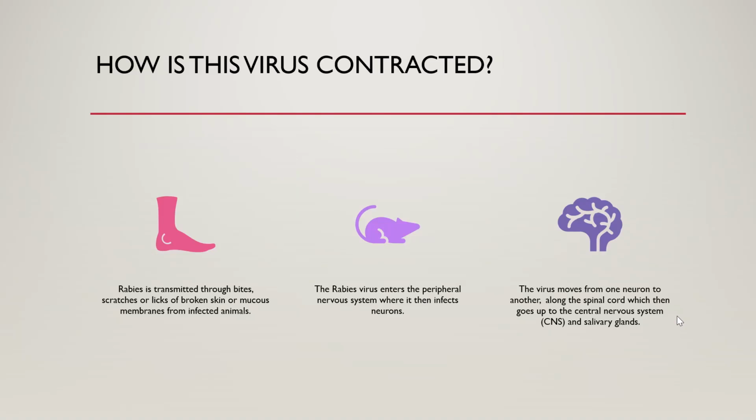So, how is this virus contracted? Rabies is transmitted through bites, scratches, or licks of broken skin or mucous membranes from the infected animal. Once bitten, the rabies virus enters the peripheral nervous system, where it then infects neurons. The virus moves from neuron to neuron along the spinal cord, which then goes up to the central nervous system and then the salivary glands, and then repeats its cycle.